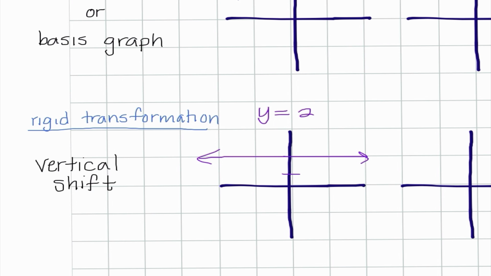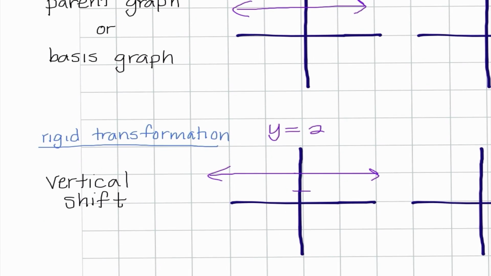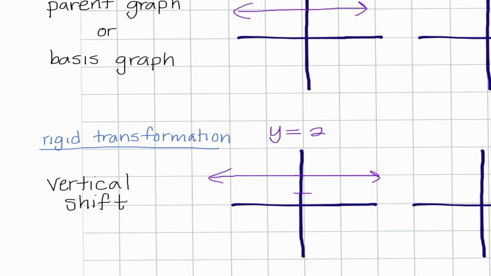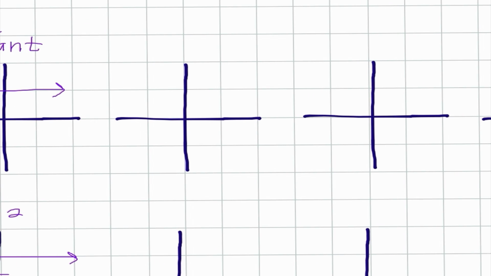And we will see something later on that we call a non-rigid transformation, and that will cause a distortion in the graph. So we've seen so far, if y equals c is our constant, the only change that really happens is a vertical shift. So we're going to go ahead and move on here to our next type of parent graph.